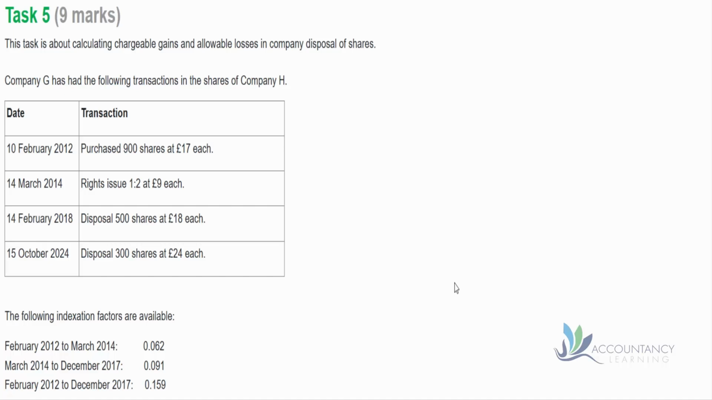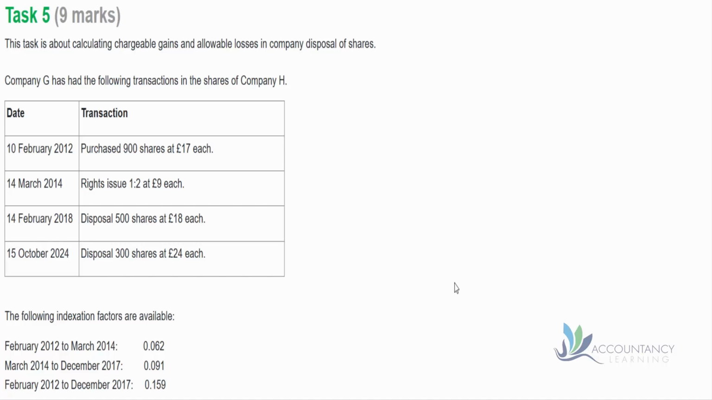Now notice at the bottom of the screen, the dates go up to December 2017 because that's when indexation ceases as a benefit for companies. Notice also we've got 2 sets of data there. We've got an index number from February 12 to March 14, and then from March 14 to December 17. And then there's a combined version as well from February 12 to December 17. And if we add up those 2 numbers, 0.62 and 0.91, notice that doesn't give us the 1.59. Now, why is that?